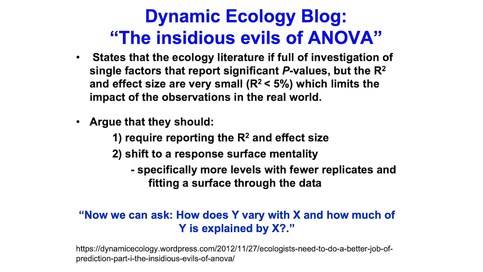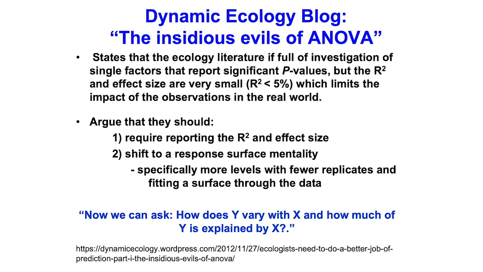So, social media is sort of an interesting place. This is actually a link from John Roche's Facebook page one day. That was this dynamic ecology blog, and it was titled The Insidious Evils of ANOVA. And they stated that ecology literature is full of investigations of single factors that report significant p-values, but the R-squared and effect size are very small, less than 5%, which limits the impact of the observations in the real world. So they argue that they should require reporting of R-squared and effect size and shift to a response surface mentality.